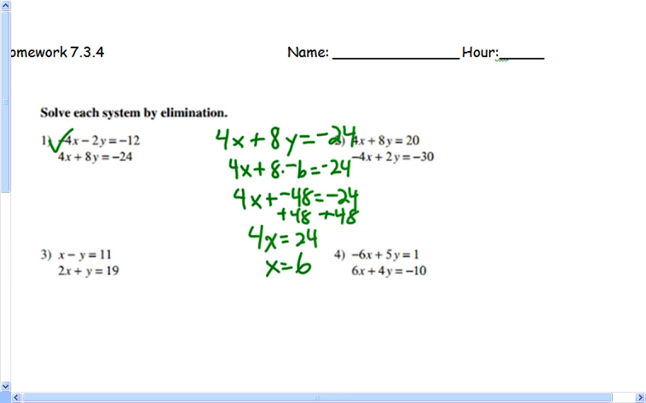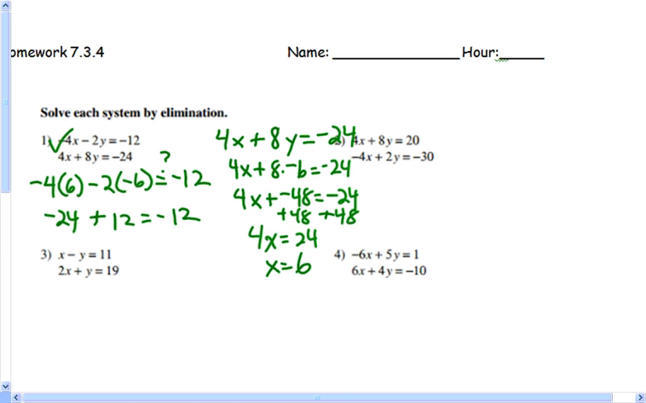So we just want to check to make sure that works in the other equation. So x is equal to 6, y is equal to negative 6. And we hope that equals 12. And we get negative 24 plus 12 is equal to negative 12. And that's true. So we're good there. All right, we're going to do one more.